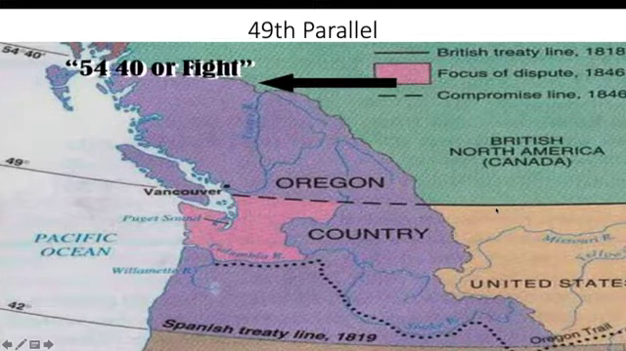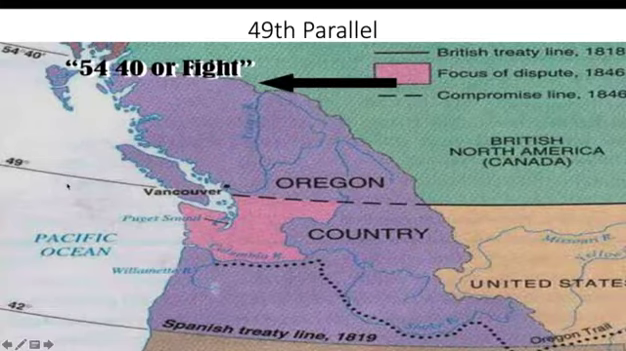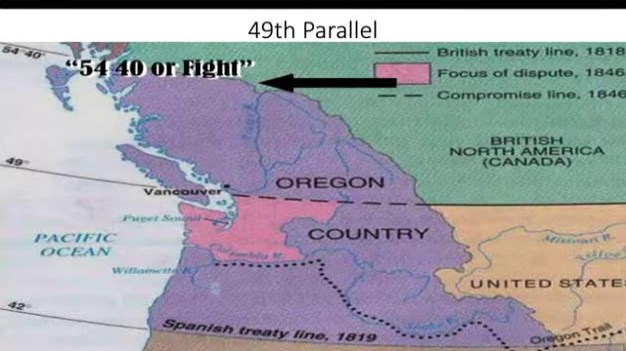And also it was a lot easier just to extend the border. The border was already here at the 49th parallel. So 49 degrees north, that's the 49th parallel. Since that was already the border for the Louisiana Territory, it just made sense to extend it all the way here. And that is still the current border between Canada and the United States.